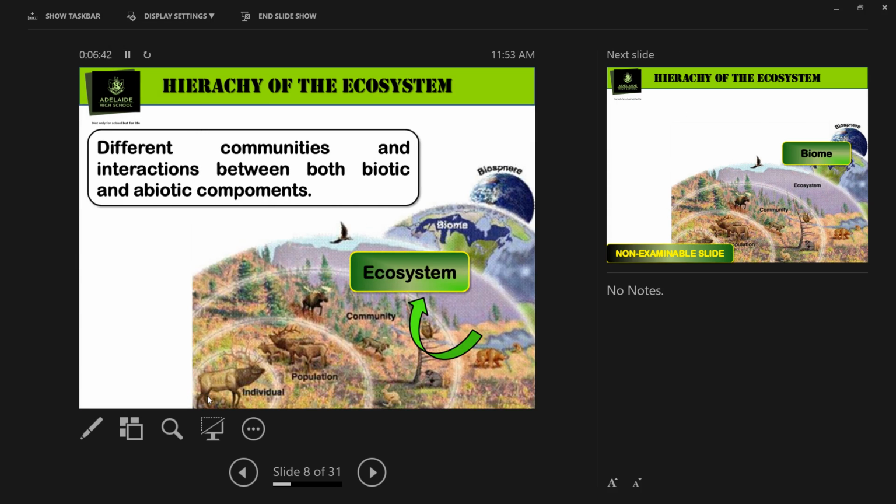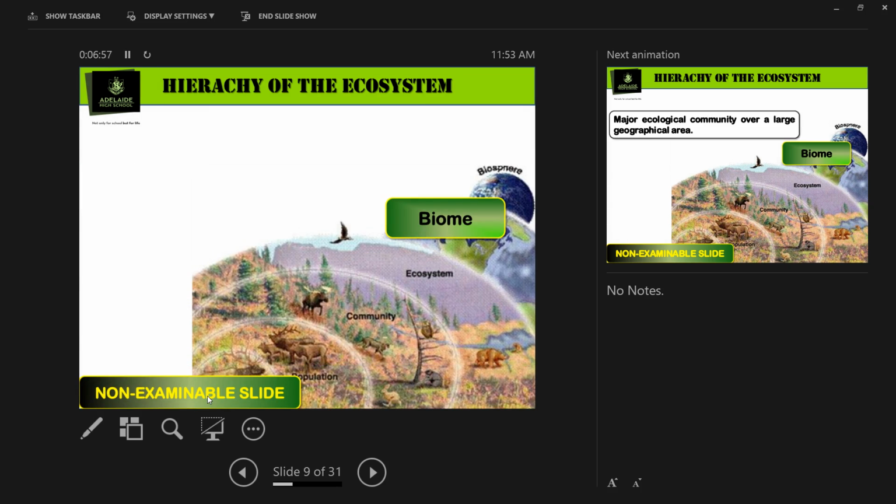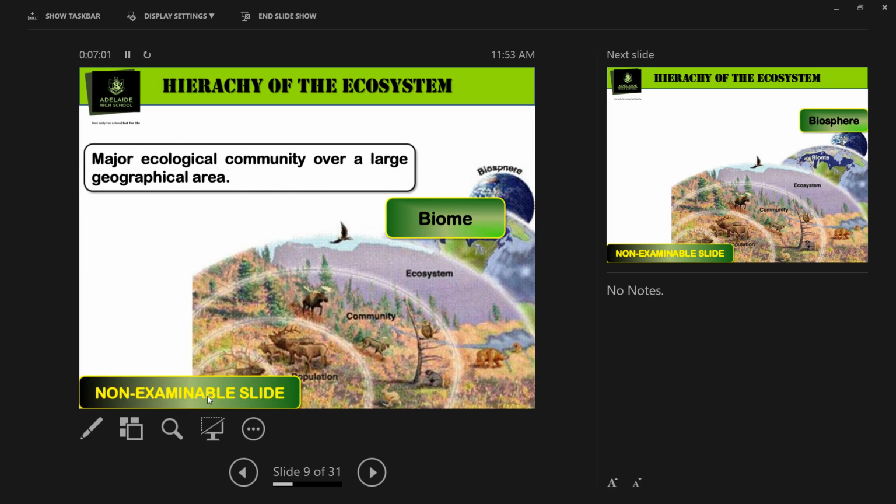And in the ecosystem, different communities get together and there is also still interactions between biotic and abiotic. So you see, everything is all interlinked, interconnected, but they have different definitions. Okay? As you can see, this is a non-examinable slide. We have a biome here. A biome is a major ecological community over a large geographical area.